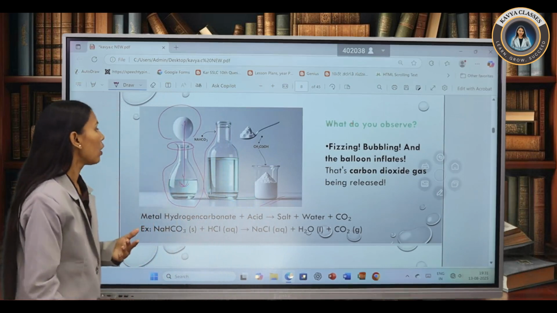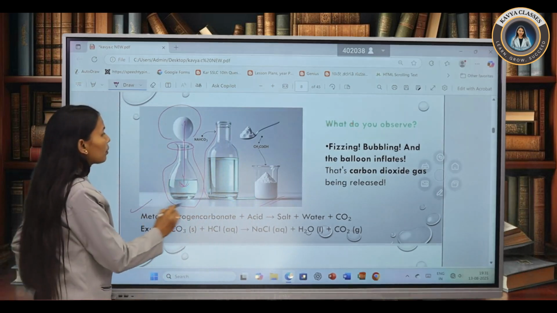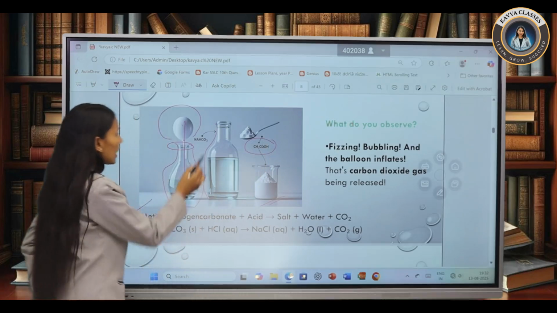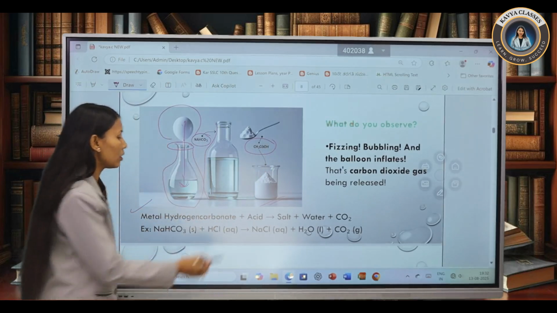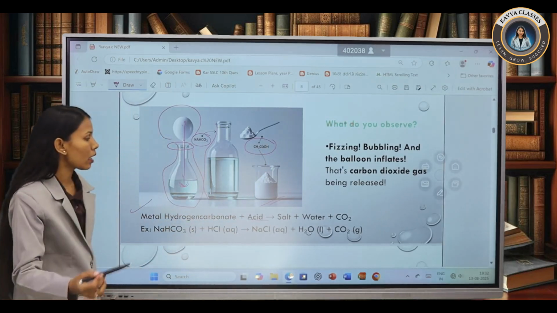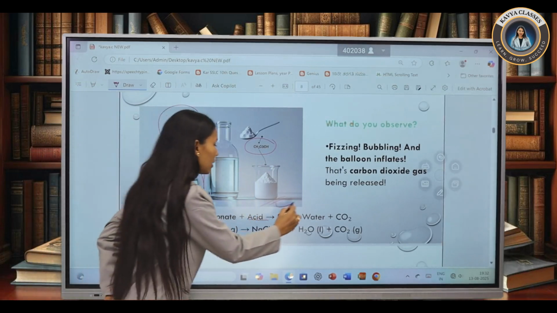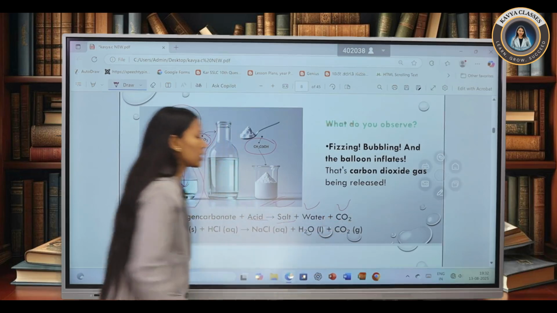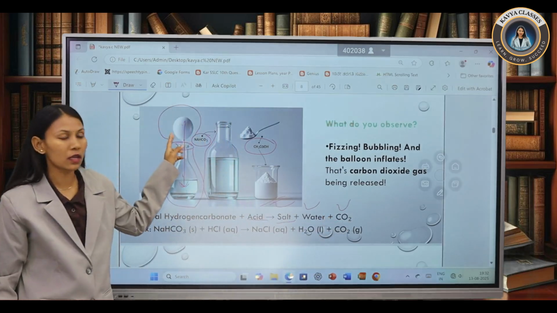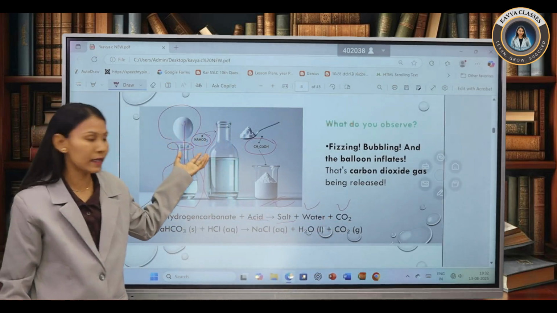So as you can see, once this metal hydrogen carbonate, that is baking soda, is added to this acetic acid or any other acid, what happens? It creates products. Those are salt, water, and carbon dioxide. So carbon dioxide is seen in this. The balloon is inflating, right?